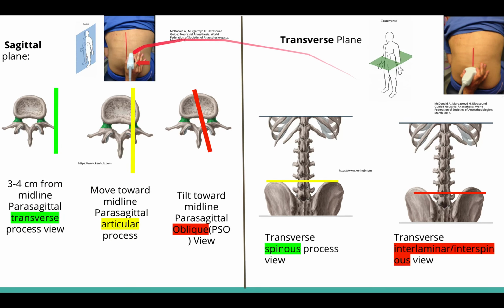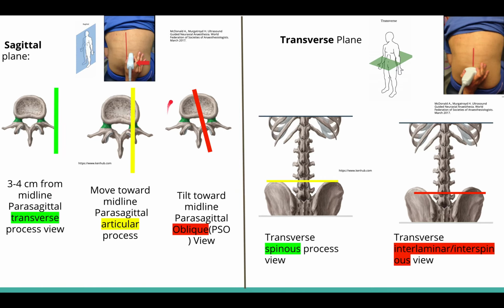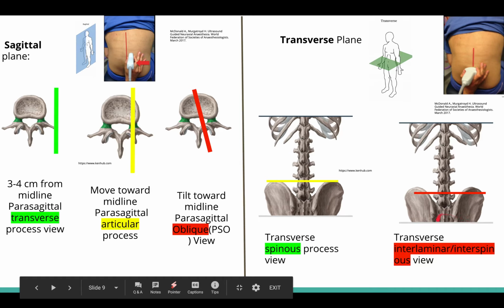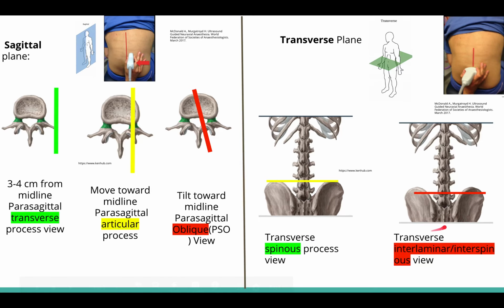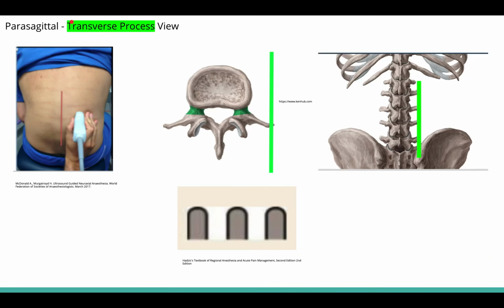So there will be 5 views that we'll talk about today. First, we're going to go over the sagittal plane. There are going to be 3 views, and different views look at different structures, as you can see. The ones I colored in red are the parasagittal oblique and the transverse interlaminar. These two are the most important views, and we'll explain why in the next couple of slides. So let's first talk about the parasagittal transverse process view.